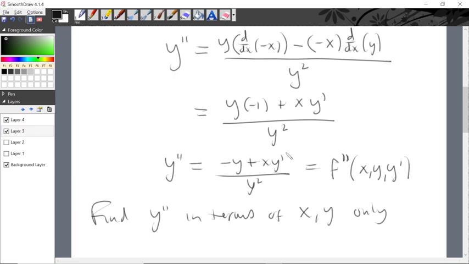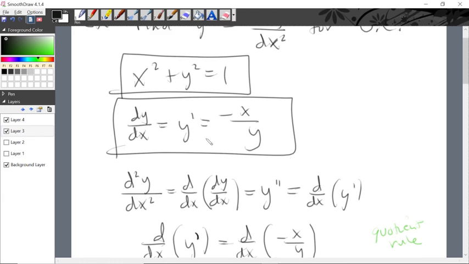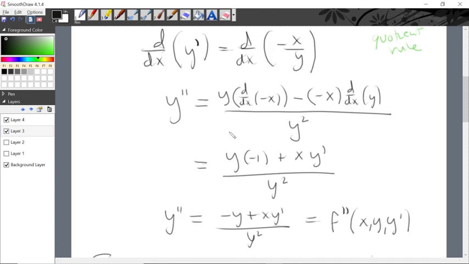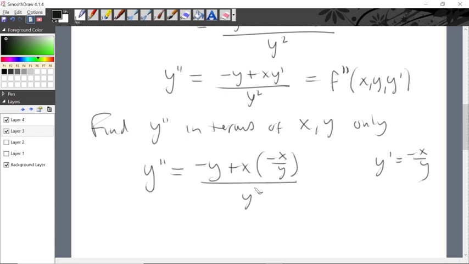We can do that because we already have an explicit formula for y prime. This is an explicit formula for y prime. Y prime equals negative x over y. So we can plug that in. Y double prime is equal to negative y plus x times negative x over y, because y prime is equal to negative x over y, and that's over y squared.